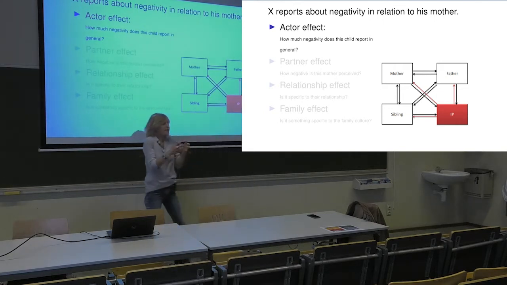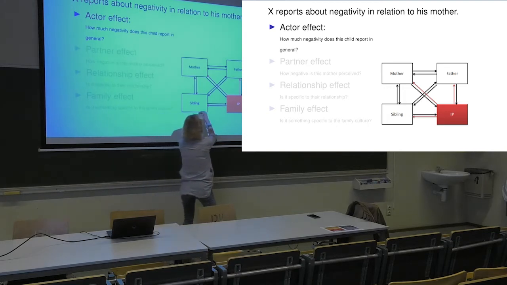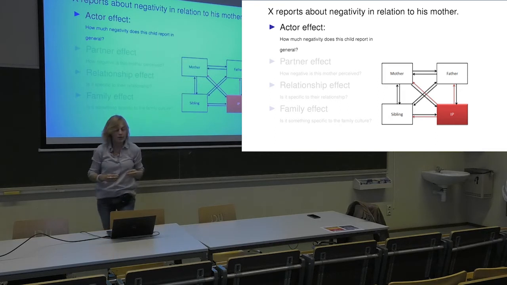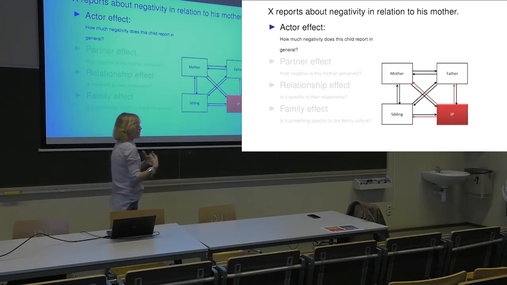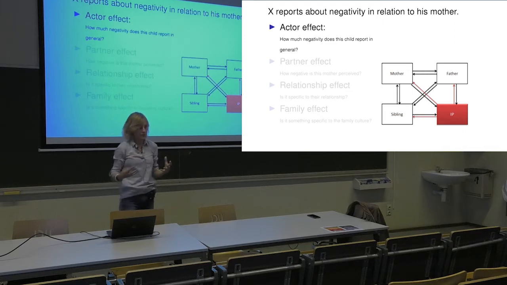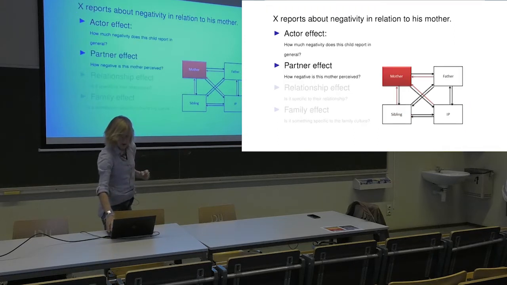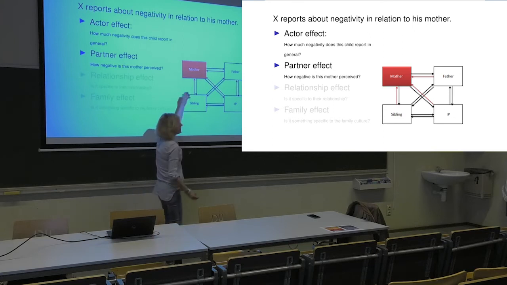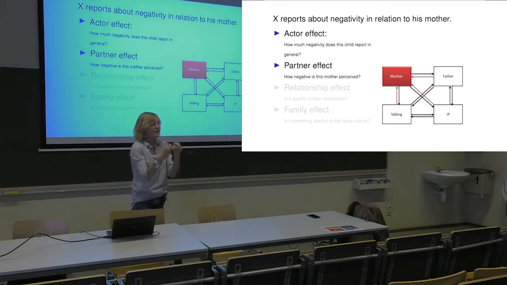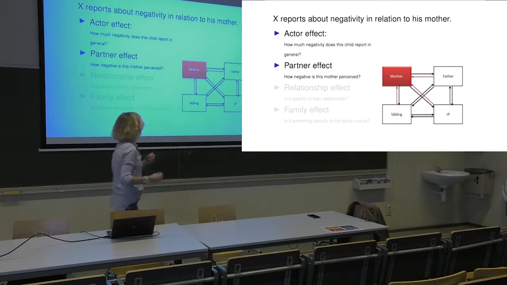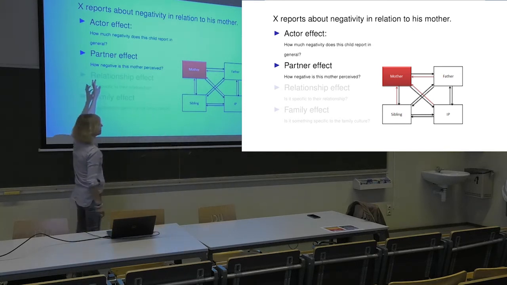So the kind of negativity that is similar in all these three relationships. Yeah? So this is the personality of the actor. It might be someone who is very negative. Yeah? The other thing is that the mother might elicit a lot of negativity. Yeah? Some people just elicit in others a lot of negativity, and so that we call the partner effect.